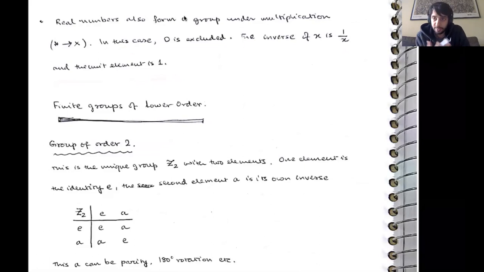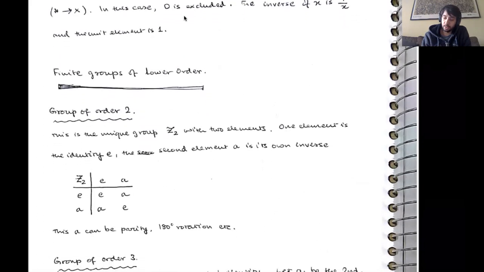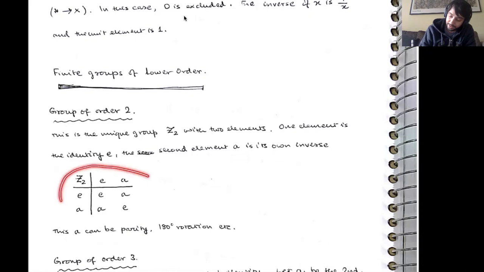Very good. So let's look at a few examples of finite groups of lower order. Let's look at the group of order 2 first. This is a unique group which is called Z2, with 2 elements. One element is the identity, and the second element is A, which is its own inverse. Now we're going to draw some multiplication tables for these finite groups, which are going to be very useful. Here is the multiplication table for Z2, where you order the elements here and the others here.